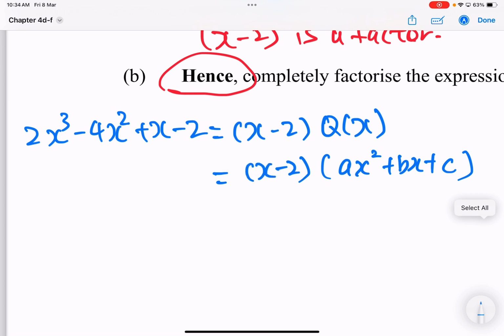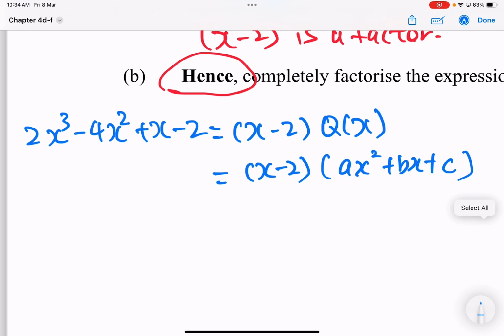So actually, your job is done as long as you know what is the value of A, what is the value of B, what is the value of C. But just by looking at this, you will immediately know the value of A and C. How? How do you get x cubed? There is only one way, x times ax squared.